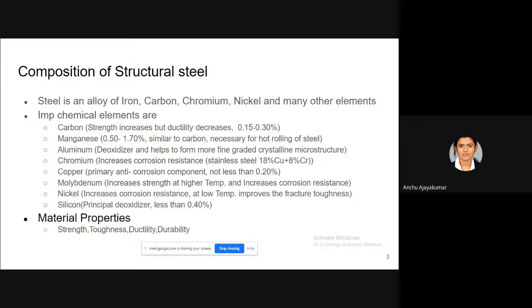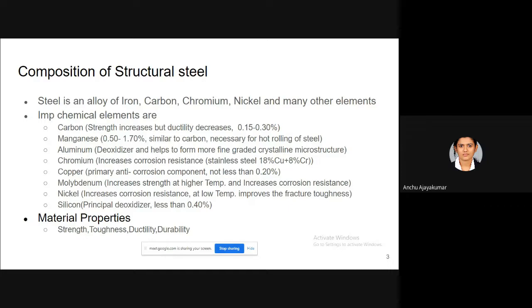Then molybdenum. It increases the strength at higher temperature and increases the corrosion resistance. One thing you have to note is that steel will behave differently at different temperatures. So at higher temperatures, this component will enable the steel to withstand the load acting on it, and it also improves the corrosion resistance. Next one is nickel.